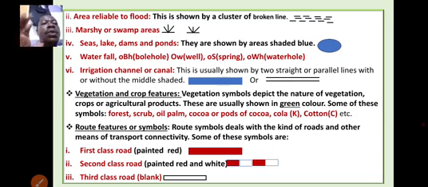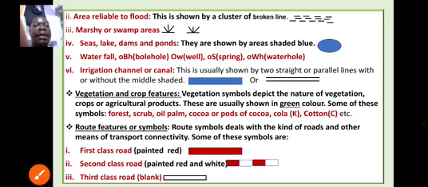Then we also have other symbols called the route features or symbols. They show the routes joining two or more settlements on the map. Yes, that is the route features. They are roads and other means of transport, connectivity or networks that connect two or more places on the map together. It could be a footpath, it could be a first class road. We have three classes: class 1 road, class 2 road, or third class road. And they have a way to represent them on the map.